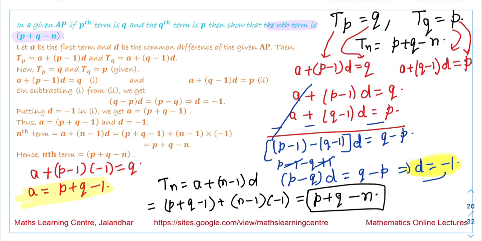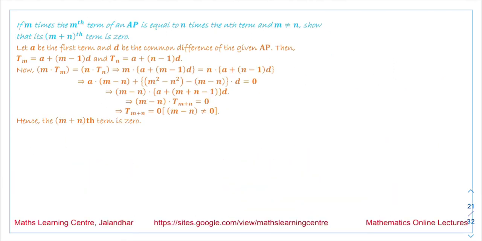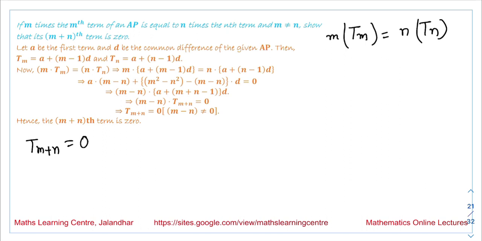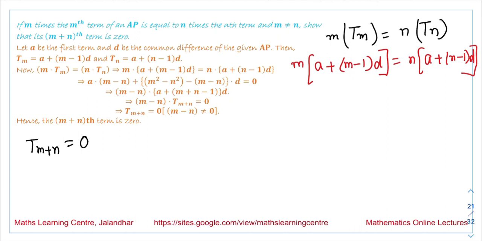Now next we have, if m times the mth term of an AP is equal to n times the nth term of the AP, we have to show that the (m plus n)th term is 0. We have to show that T(m+n) is equal to 0. So we are saying it is m into (a plus (m minus 1) d), that is equal to n into (a plus (n minus 1) d). These values we are getting over here.